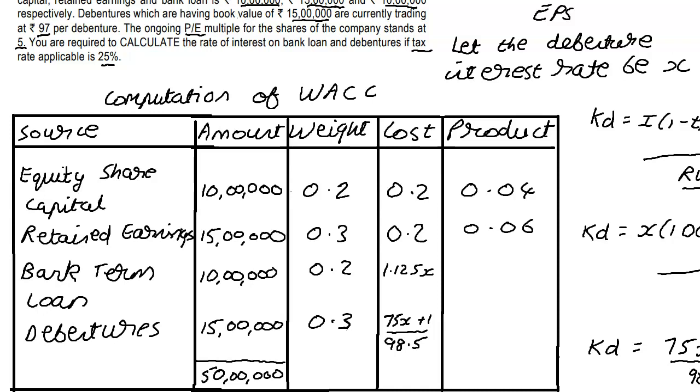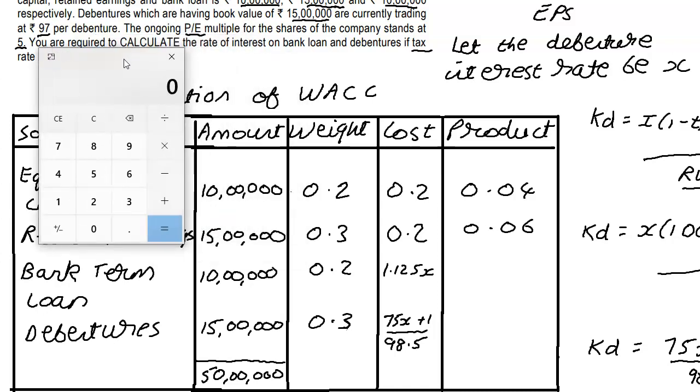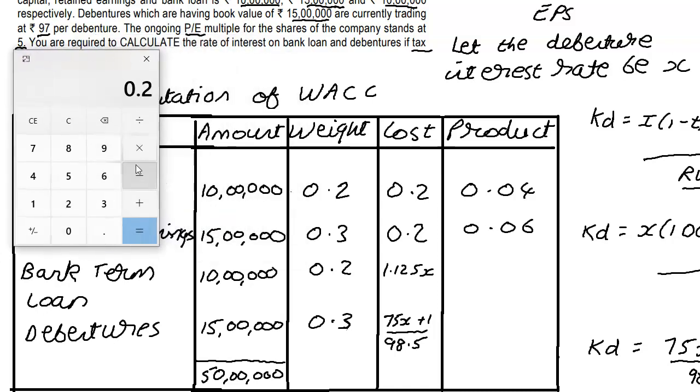So sticking to the calculator, we have 0.2 multiplied by 1.125, which gives me 0.225. But remember, there's an x. So 0.225x. Similarly, for the next one, this 0.3 is going to multiply with everyone in the numerator.